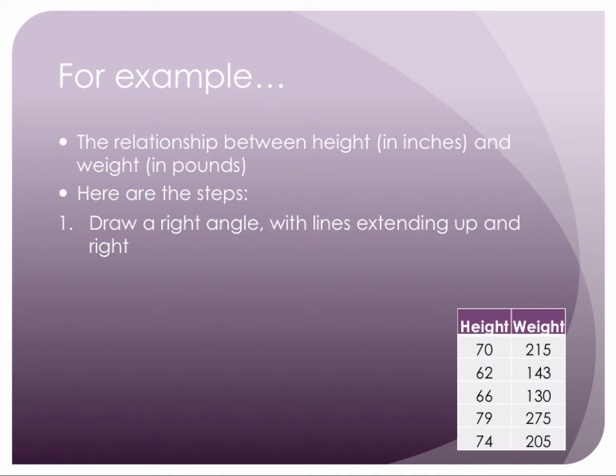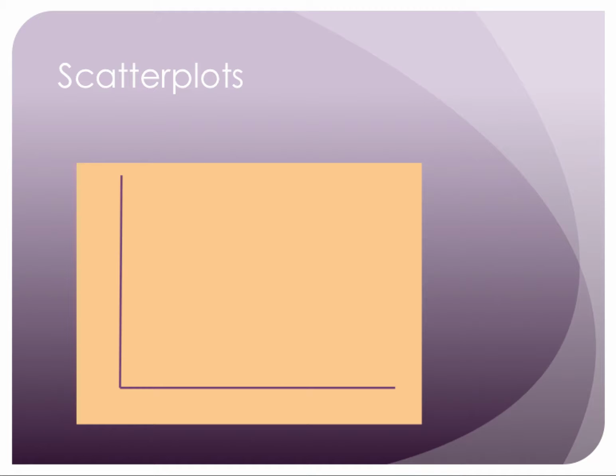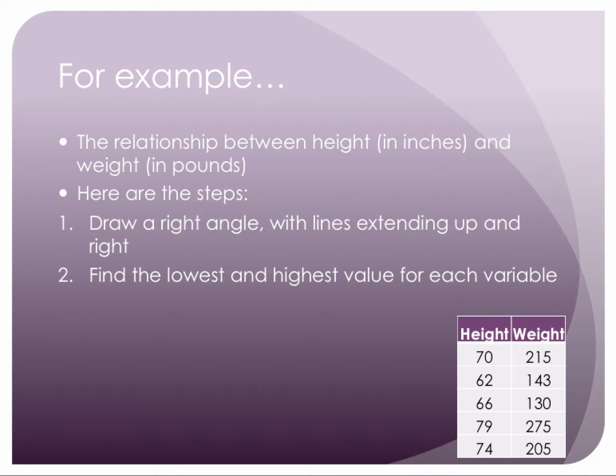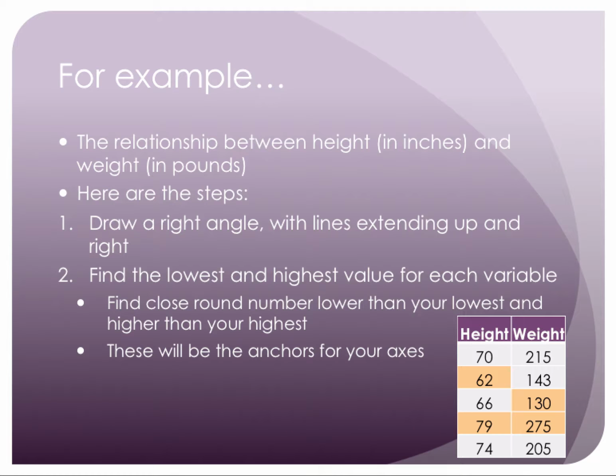So in this example here, if we want to just draw a right angle, this is how it's going to be with all of them. You have yourself a right angle. Good job. Now the second one, find the lowest and highest value for each variable. Well, for height, the lowest value is 62 and the highest is 79. Whereas for weight, the lowest value is 130 and the highest is 275.